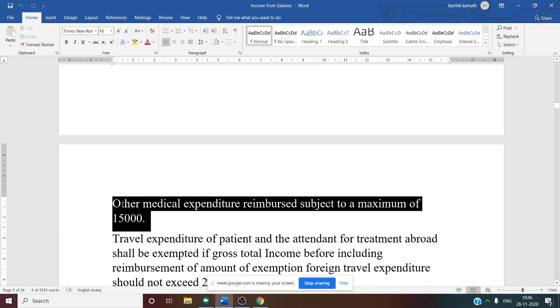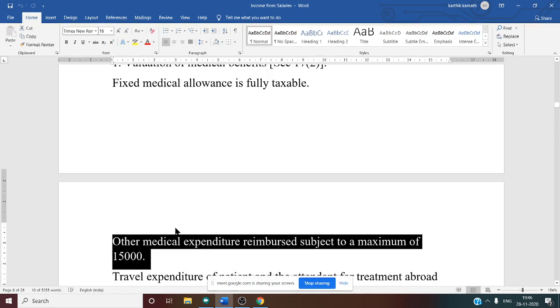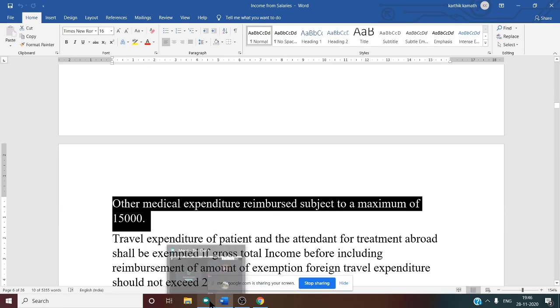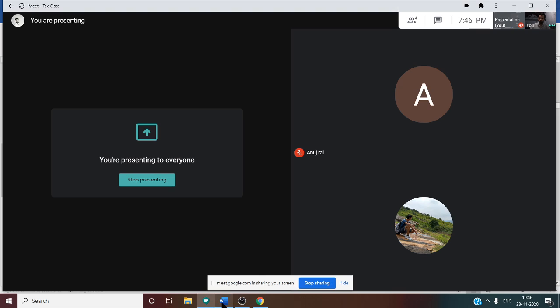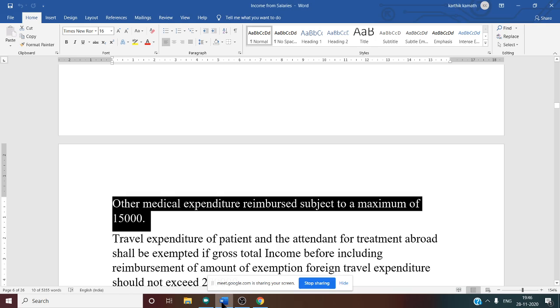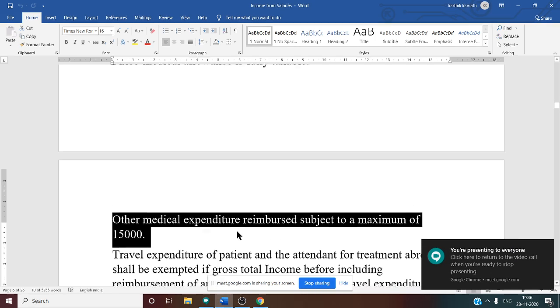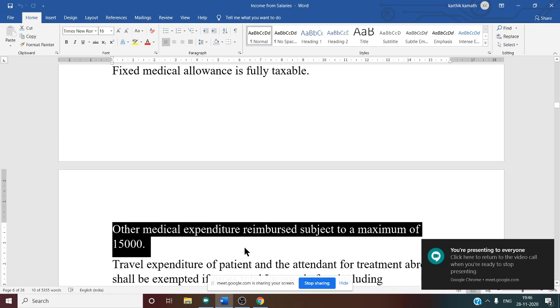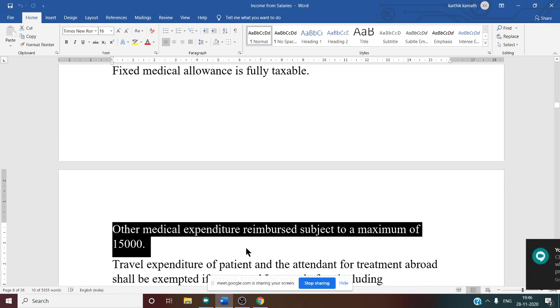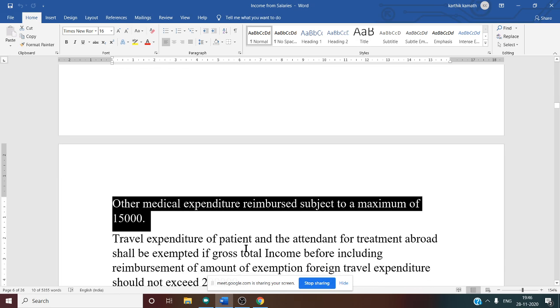If other medical expenditure is reimbursed, subject to the maximum of 15,000. What do you mean by reimbursement? Can you tell me? It is returned. Yeah, it is returned. Other medical expenditure reimbursed subject to a maximum of 15,000 means up to 15,000 there is no tax. If it is 50,000 is a medical bill now, 15,000 there is no tax, remaining 35,000 taxable.